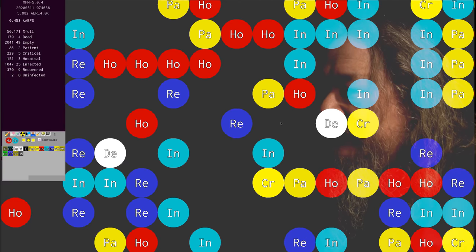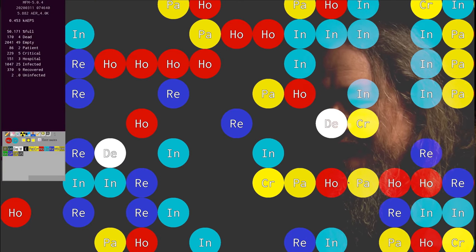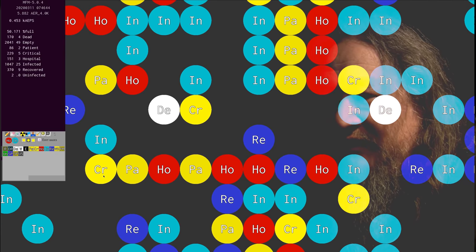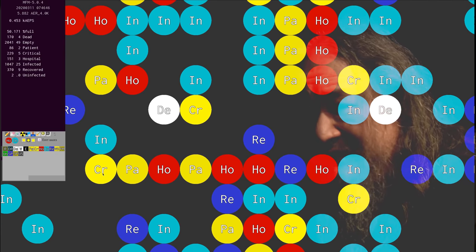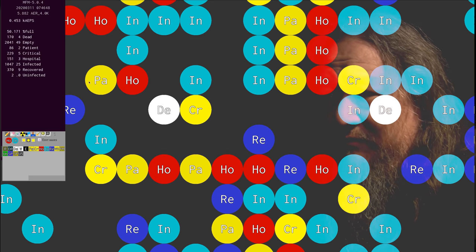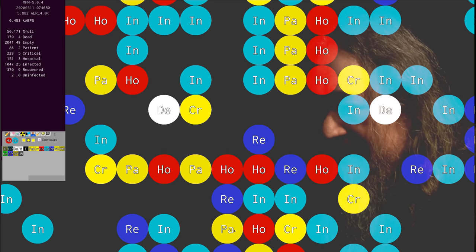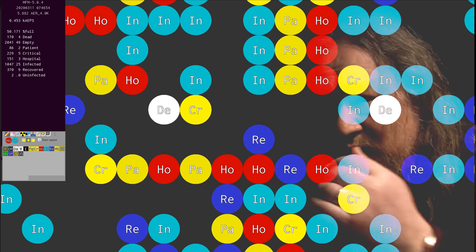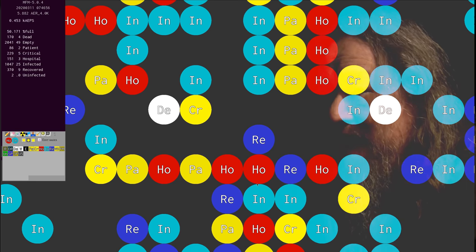Right. So this guy is a patient. He's next to a hospital. This guy also a patient next to a hospital. This guy is critical. He'd like to be next to a hospital, but there's no hospital spots. This is taken. This is taken. This is taken. This is taken, and so forth. You can only be on one side of the hospital in the way this model works.